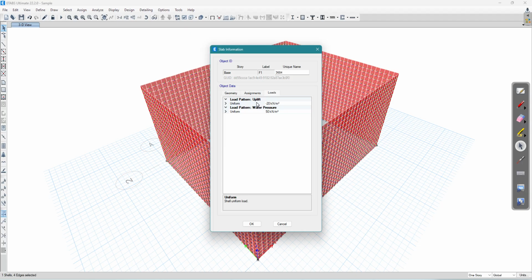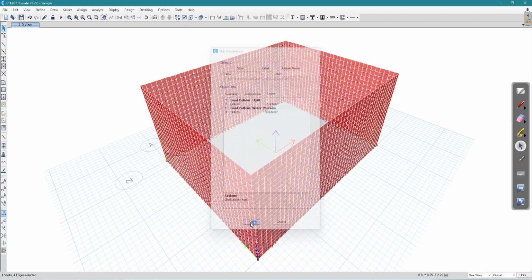You have two forces or pressures. One is uplift, another one is water pressure. So water pressure is along the downward direction, which is plus. Uplift is opposite, so it is minus. You just click on OK.